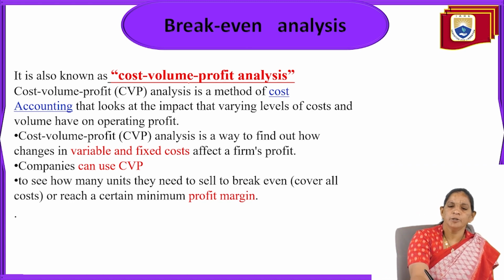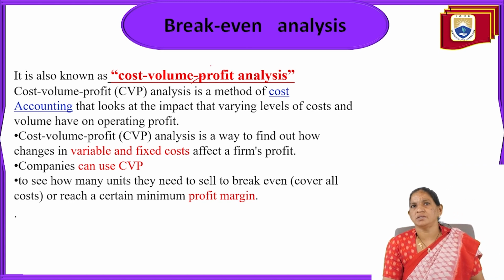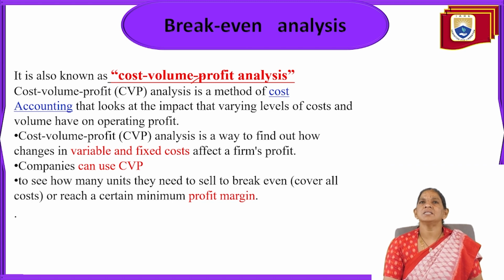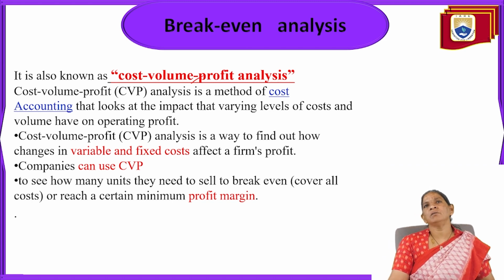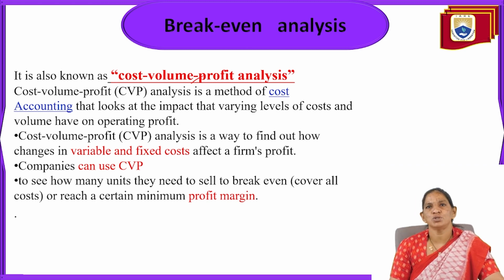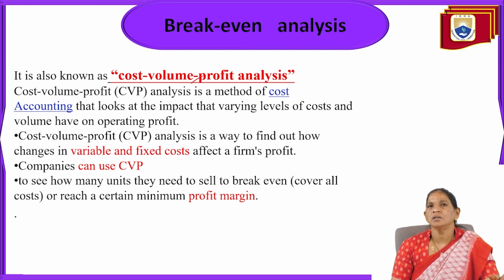Already we have seen that there are three important inputs in this analysis: cost, volume of sales, and profit. So we call this CVP analysis, that is, cost volume profit analysis. It is a method in cost accounting which shows the impact of various levels of cost and volumes on operating profits. Here, we look at the level of cost incurred, meaning at a particular point of production, what cost level is involved.